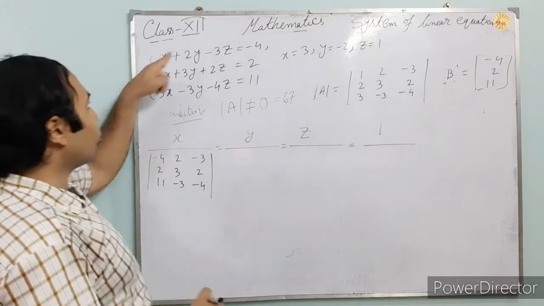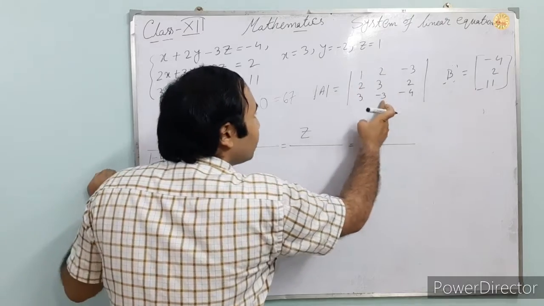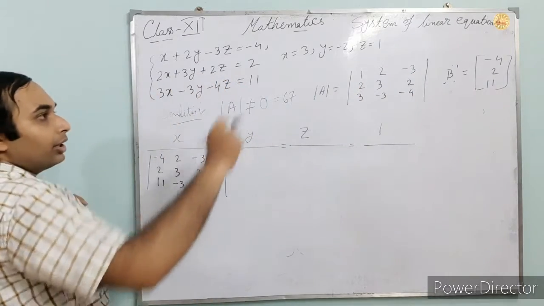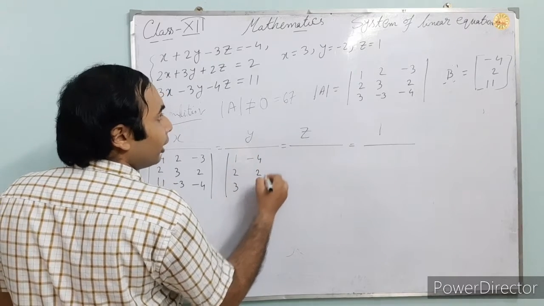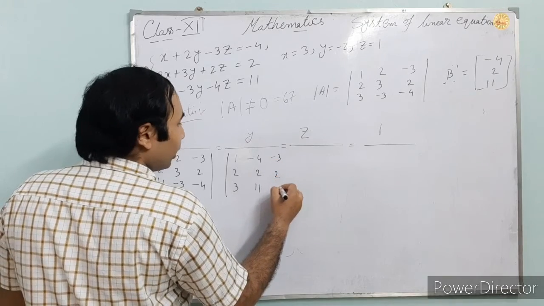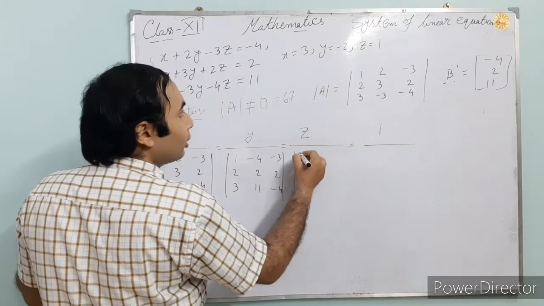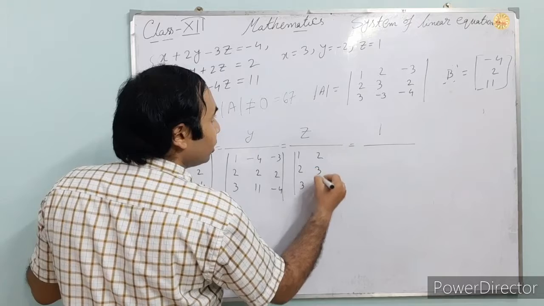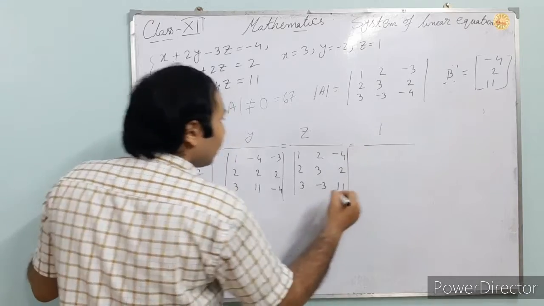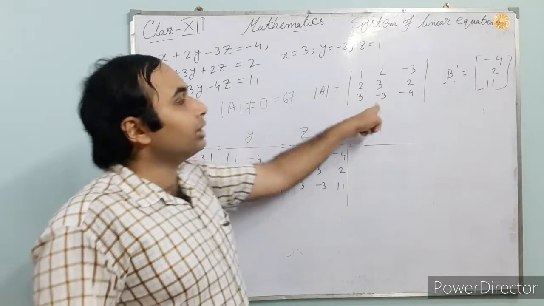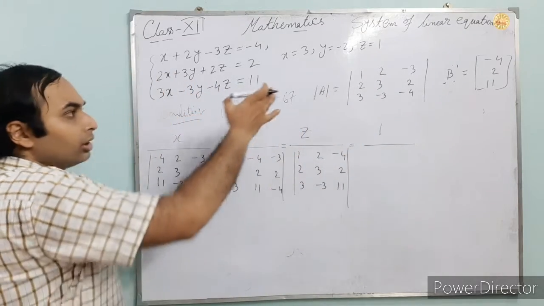This is for x. Now y is at the middle column. So at the middle column, instead of this 2, 3, minus 3, we will change it to minus 4, 2, 11. So 1, 2, 3; minus 4, 2, 11; and minus 3, 2, minus 4. Now z is at the third column, so the third column will be changed by that one. So again 1, 2, 3; 2, 3, minus 3; minus 4, 2, 11. Now the denominator part will be this det A. The simple thing, and you are finding det A.